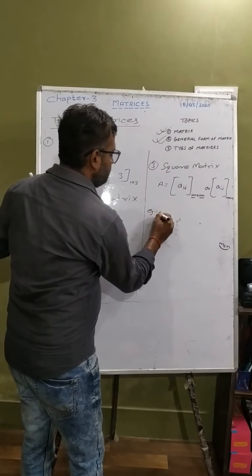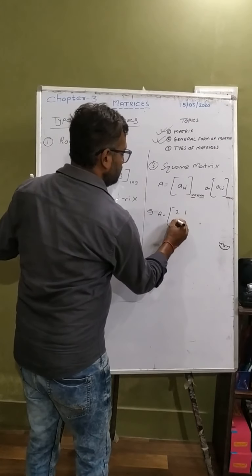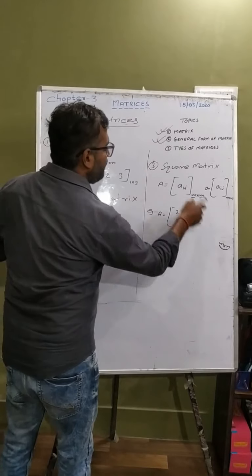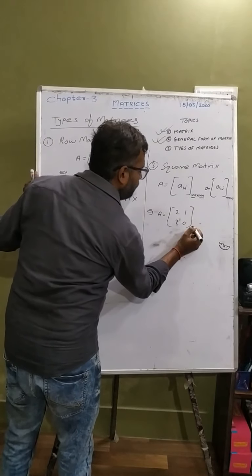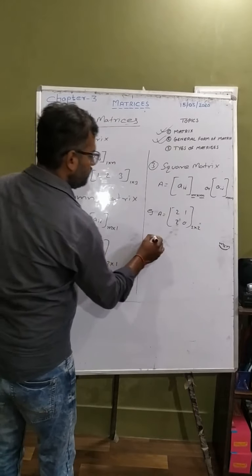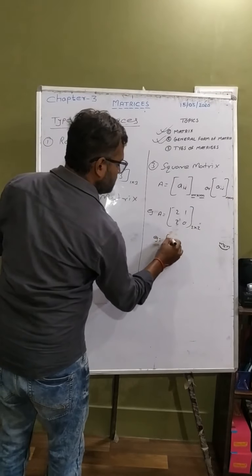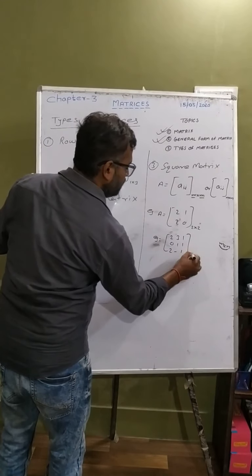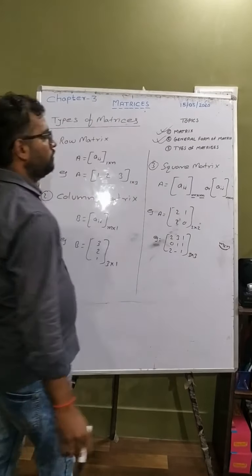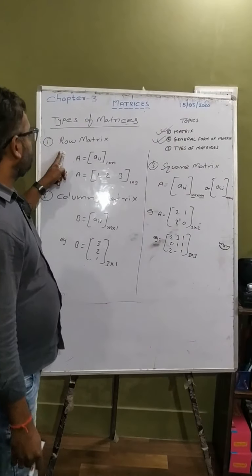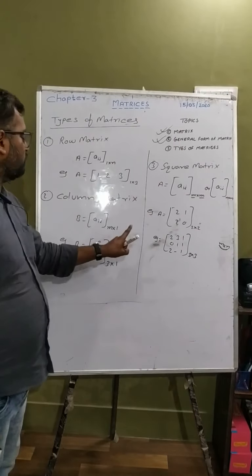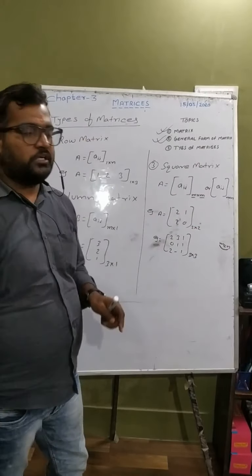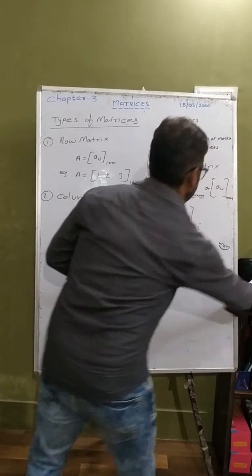Let us consider an example. A equals 2, 1, 2, 0. This is a square matrix. This is a square matrix of how much order? Of 2 by 2. This is a square matrix of how many order? 3 by 3 order. Clear? So row matrix has only one row, column matrix has only one column, and square matrix has the number of rows and the number of columns the same.